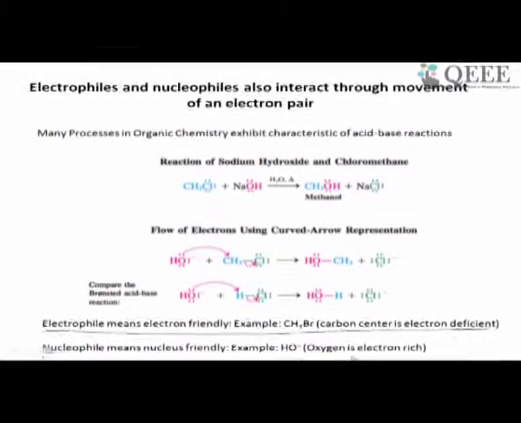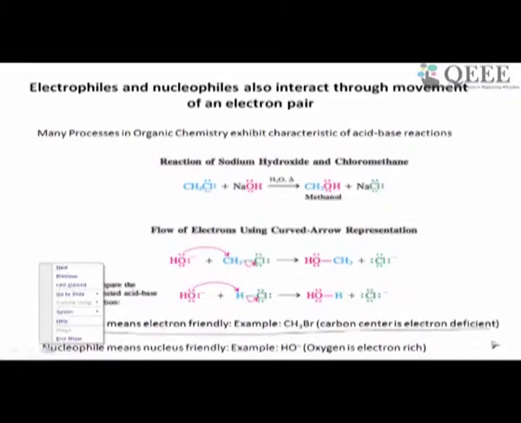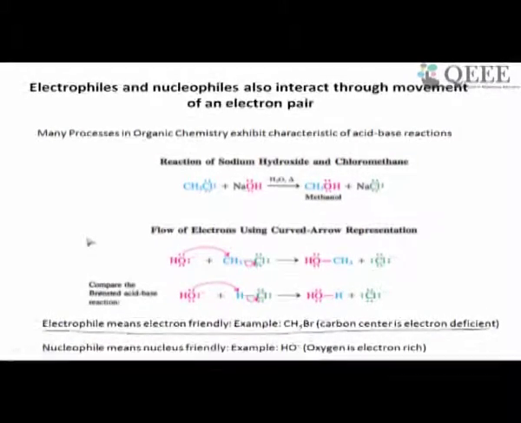Nucleophile means nucleus friendly. Because the nucleus is positively charged, a nucleophile is something which has electrons with it, so it tends to go to the positively charged species. In other words, a nucleophile always attacks an electrophile.